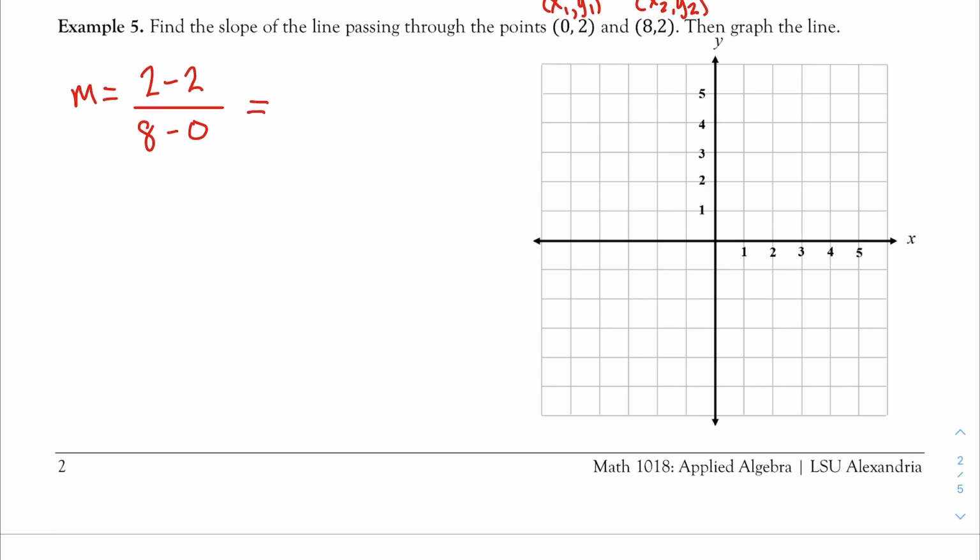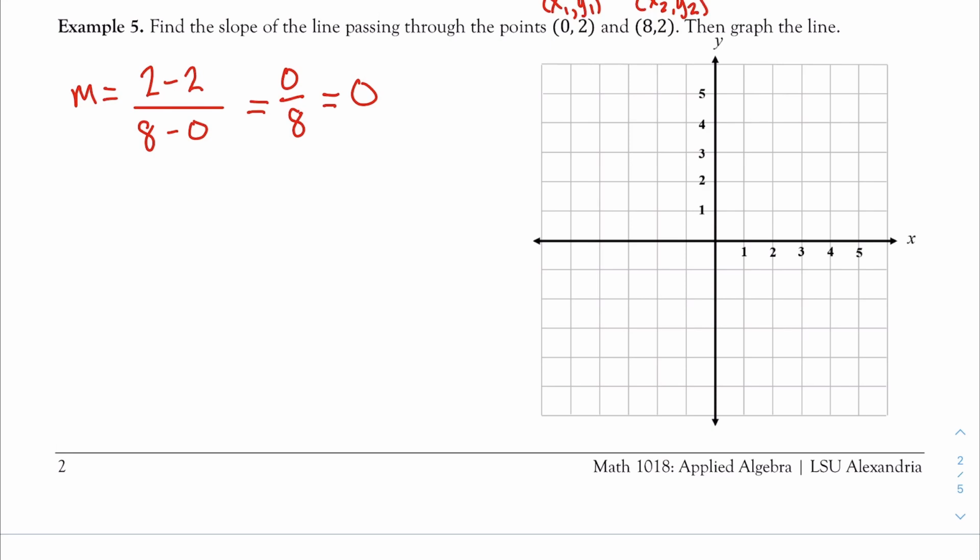Well, you probably noticed what's happening already. On the top, I have 2 minus 2, giving me 0 over 8, which simplifies down to 0. So this does leave the question, what does it mean when my slope is 0? Well, there's a couple of ways that we can look at this.